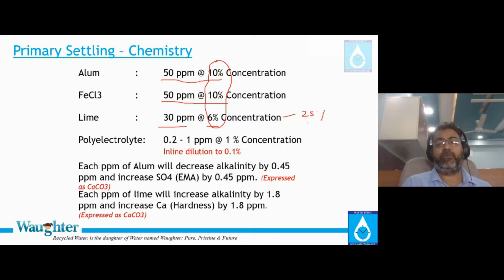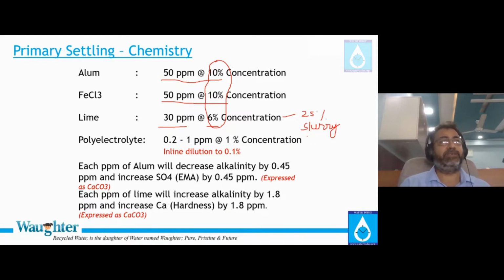So you can make a 25 ppm lime slurry, right? You understand the word. You cannot make a solution because the solubility of calcium is a question mark, right? How much will it solubilize? Beyond that, it will not solubilize itself. Chemistry doesn't allow you to make more than a 6% solution.